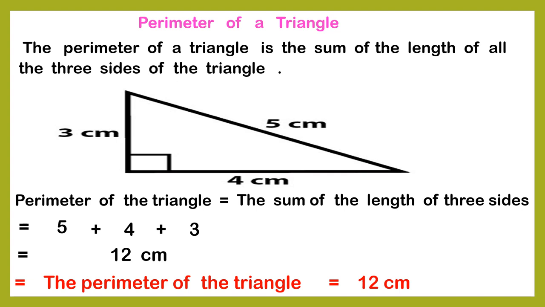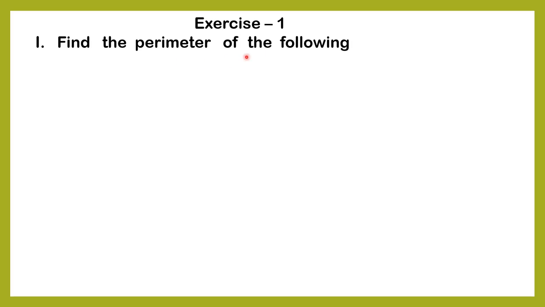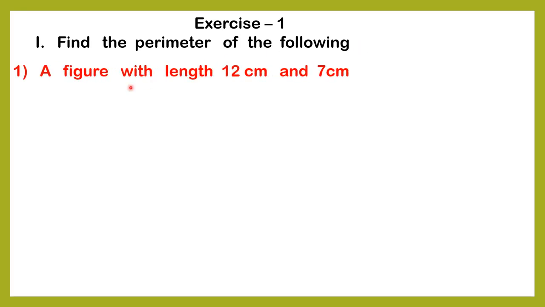So let's do one exercise based on this lesson. Exercise 1. Find the perimeter of the following. A figure with length 12 centimeter and 7 centimeter. Now here children, they have said a figure. Earlier what we saw was a drawing. Now that means you have to draw a figure with these lengths. Now they have given only 2. So how will I know whether it's a rectangle, a square or a triangle?